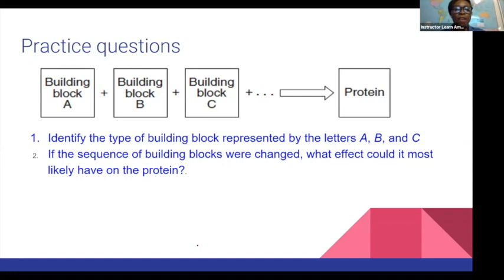And so what effect would happen if we change the sequence? What effect would it most likely have on the protein? It would change the kind of protein that's being made, or it would probably stop the production of that particular protein. So those are options. It's most likely it would change that protein. It will make something else.